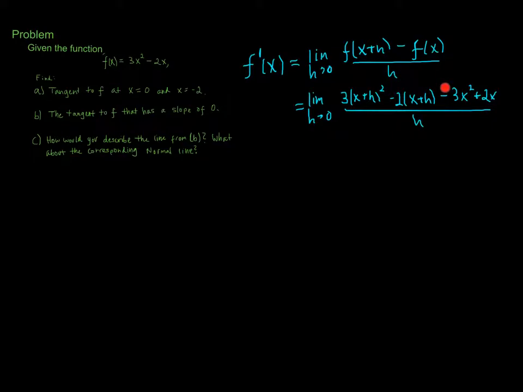Here, notice I've distributed in the negative sign, so I have negative 3x squared plus 2x. Here, I'm going to FOIL this out, multiply by 3, and then distribute the negative 2 in here. And I should be able to cancel some like terms so that I can factor and cancel out the h's that are causing this to be 0 over 0. And now that I've done that, I'm just going to go ahead and look for some like terms here. Luckily, these 3x squareds are going to go away.